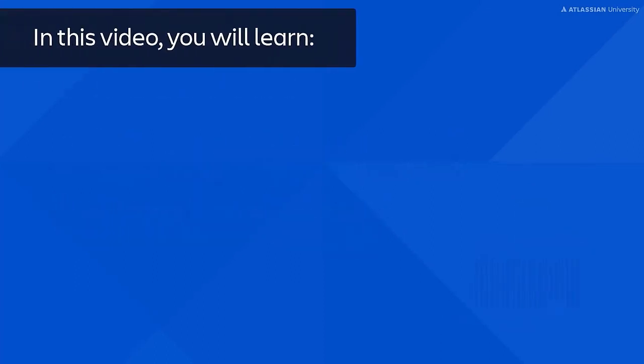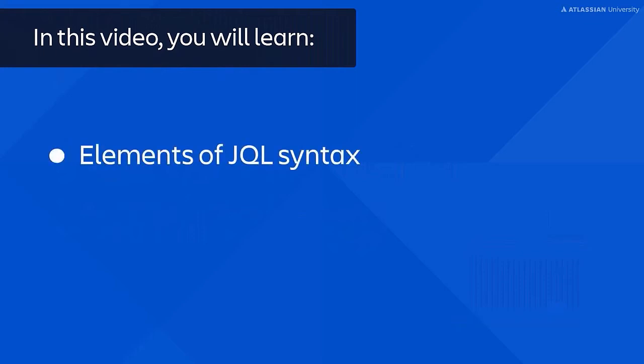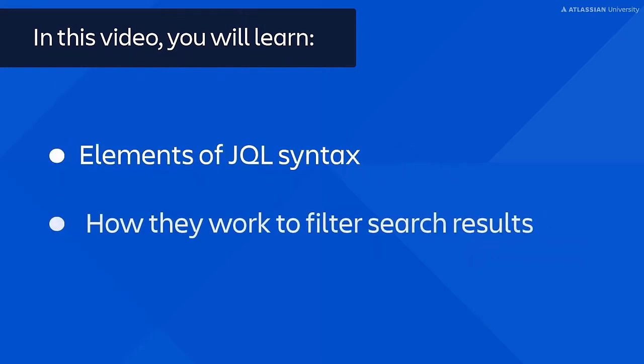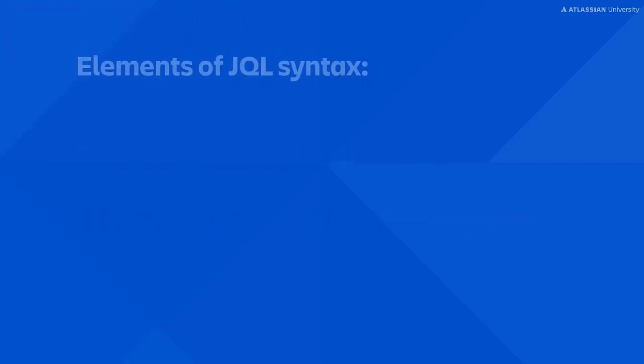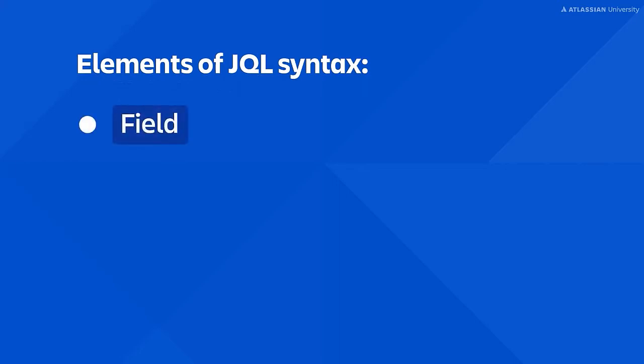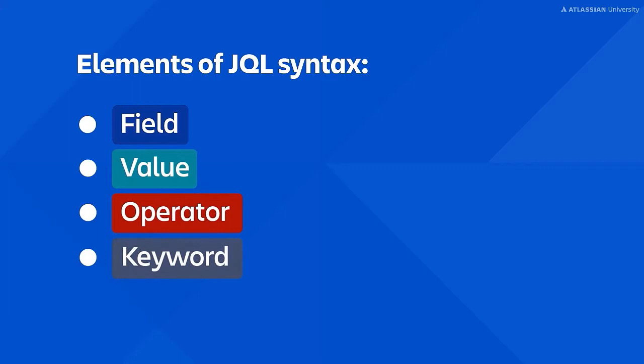In this video, you will learn the elements of JQL syntax and how they work to filter search results. The elements you're going to learn about are fields, values, operators, keywords, and functions. When combined, they create a JQL query. Let's look at each element now.